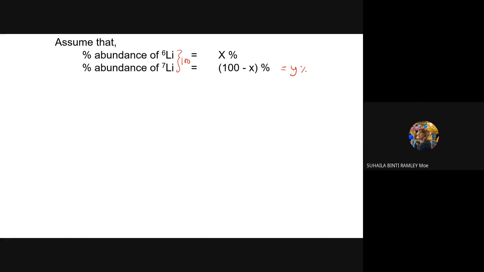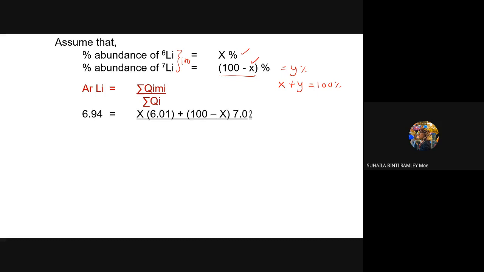Actually, if you assume it as Y, we need another equation: X plus Y equal to 100. That's also possible. Okay, the simplest is to assume it like this: this one is X, this one is 100 minus X. This is maths, so any way is possible. Okay, then we start with the formula.